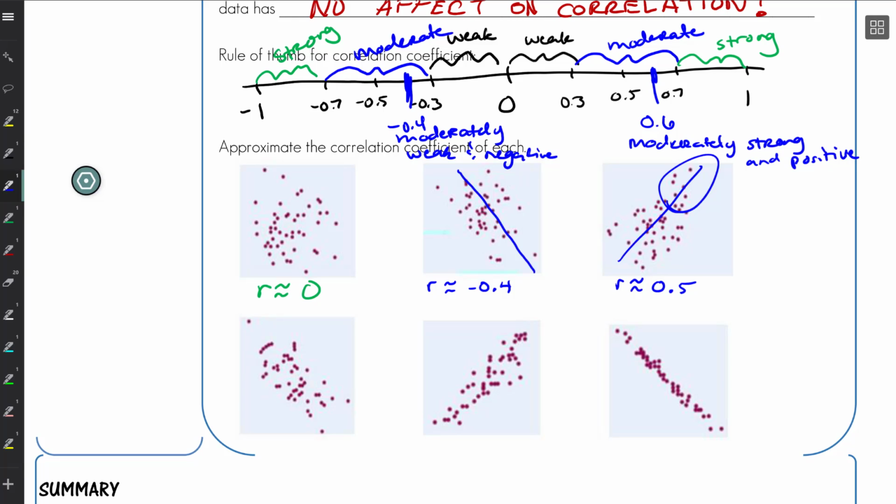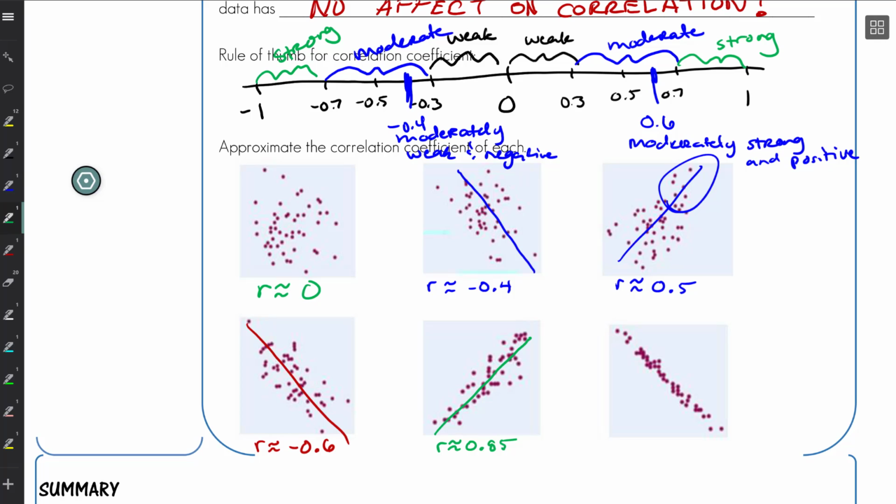The next one, I would say looks still a little bit stronger. The dots are a little bit closer to the line. So maybe we would say this is going to be a -0.6. Next one here, we're getting a lot closer to the line. This is going to be very, very strong. I would say this is probably closer to 0.8, 0.9, so maybe 0.8, 0.85.